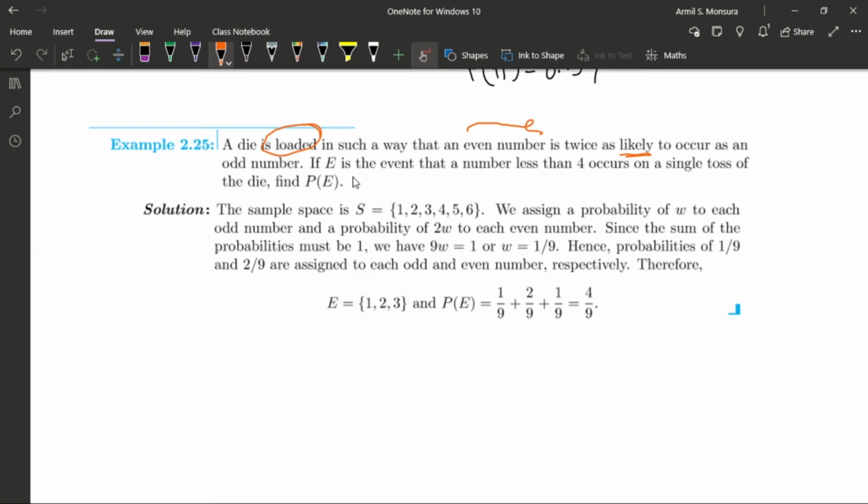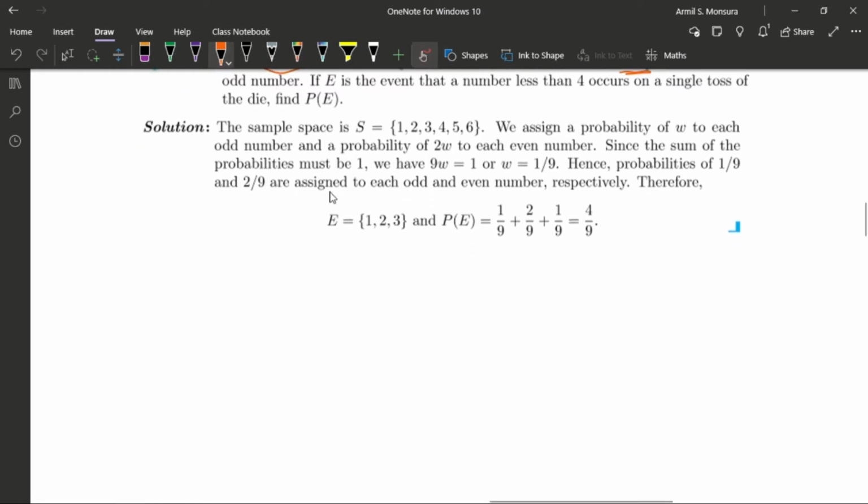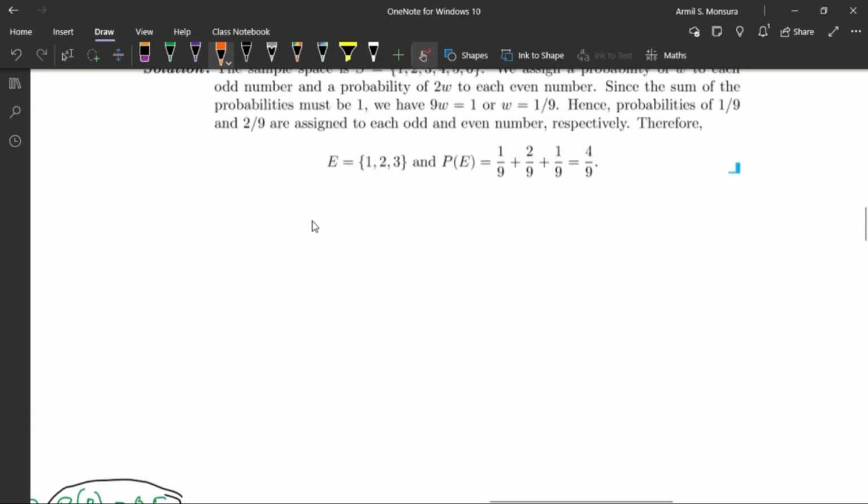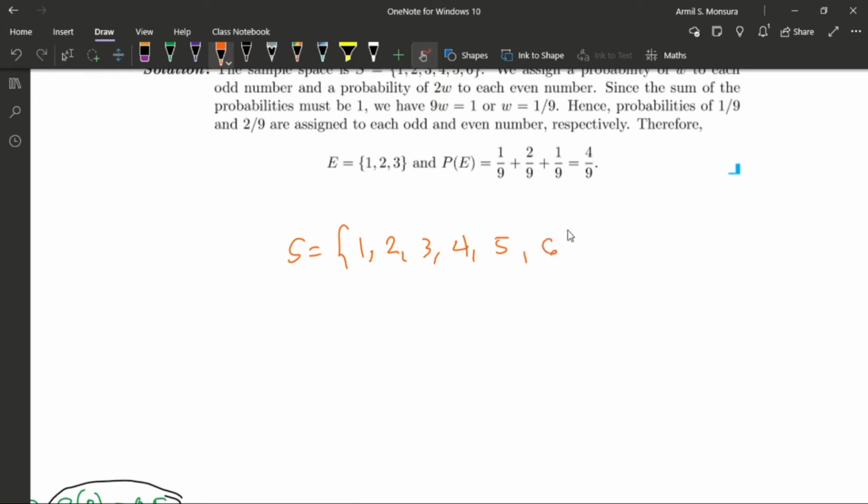So, continuing with the rest of the problem, if E is the event that a number less than 4 occurs on a single toss of the die, find the probability of the event E occurring. Okay, so ganito muna. Magsimula na tayo again sa sample space S. Again, kahit na loaded die yan, 6 pa rin yung lalabas dyan. Isa sa 6 na numbers pa rin ang lalabas dyan. So, 1, 2, 3, 4, 5, and 6.